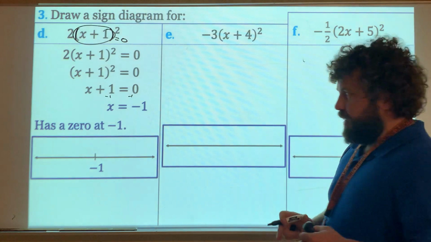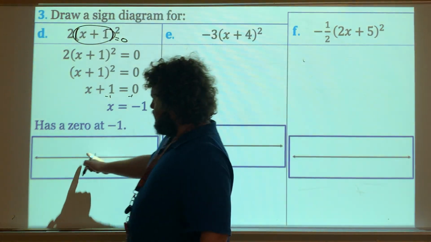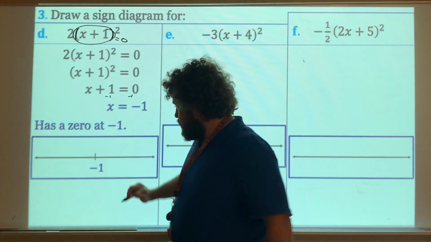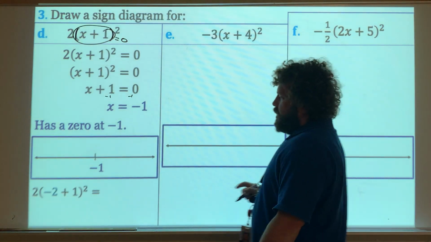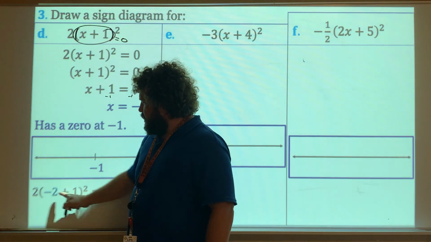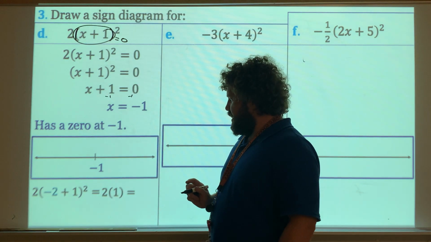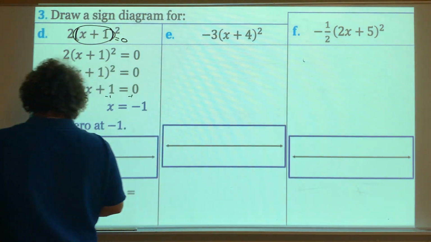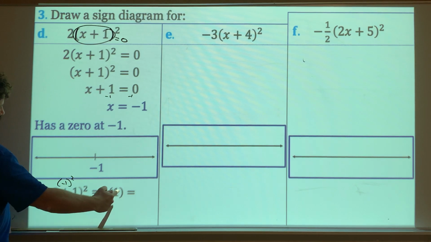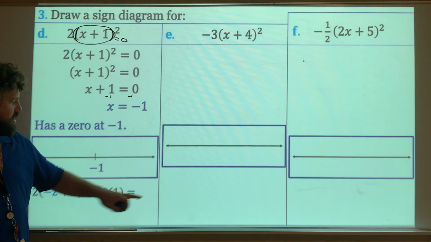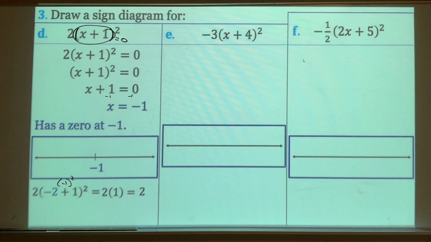All right? Now, a number less than negative 1 is not 0. 0 is on this side. Negative 2. Negative 2 plus 1 is negative 1. So 2 times negative 1 squared is 1. Okay? So this technically becomes negative 1 squared. Negative times a negative is a positive 1. 2 times 1 is 2, which is a positive number.